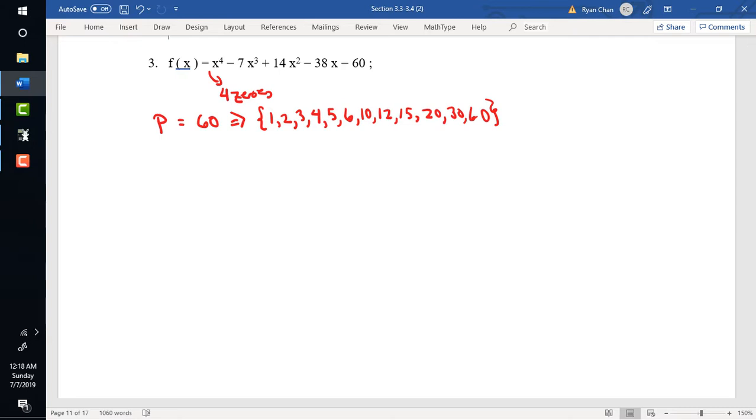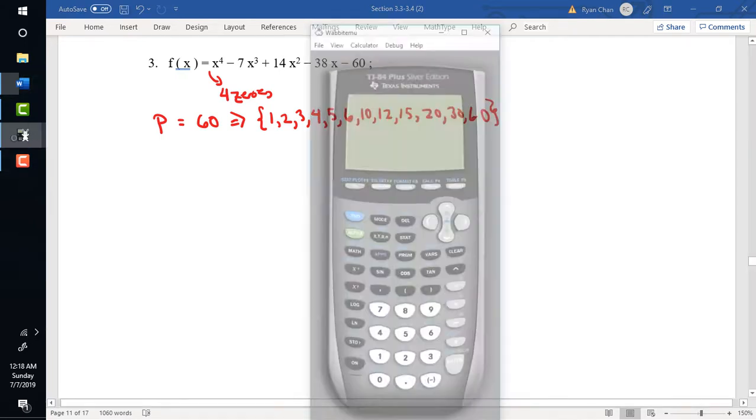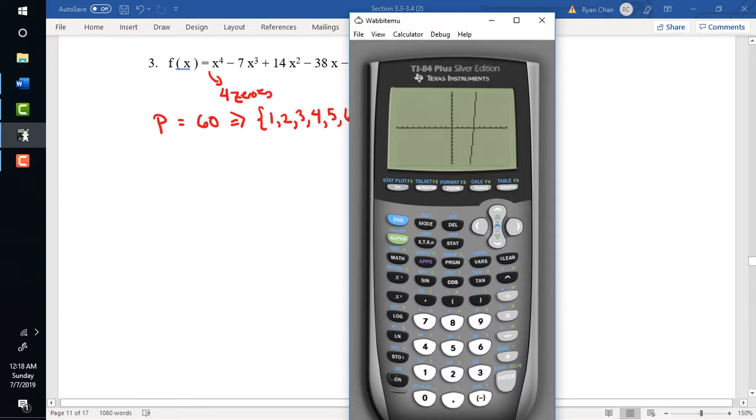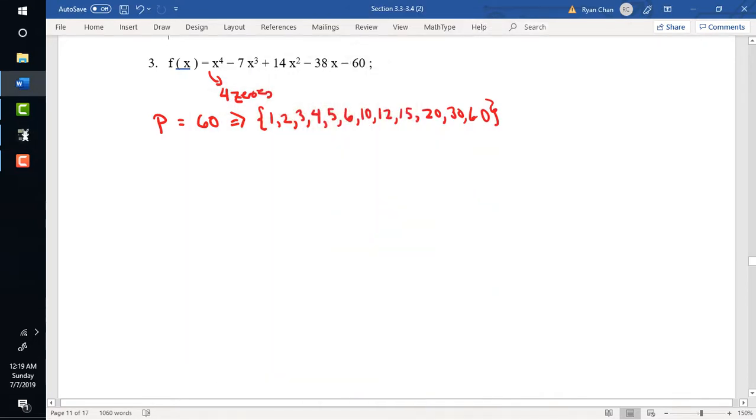Now some of you are wondering, there are so many things that divide 60. How do I remember them all? Remember you still have your calculator. If you're not sure, just divide it. Does 60 divide by 5? Yes, it does, I get 12. Is 60 divided by 7? No, it's not, because I get a bunch of decimals. So go down the list to make sure you don't miss anything.